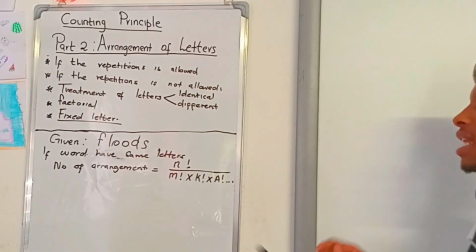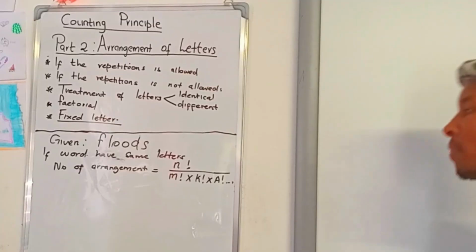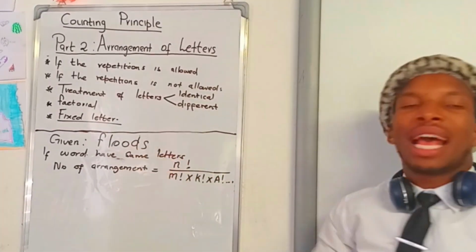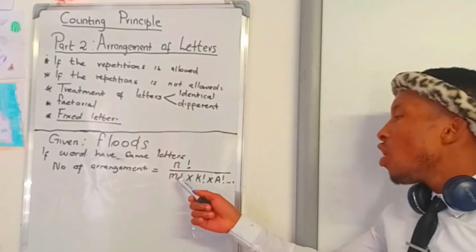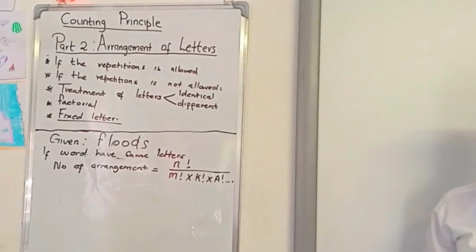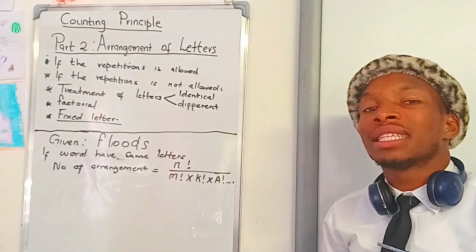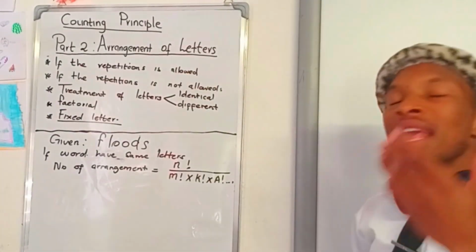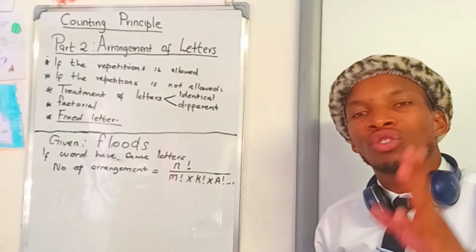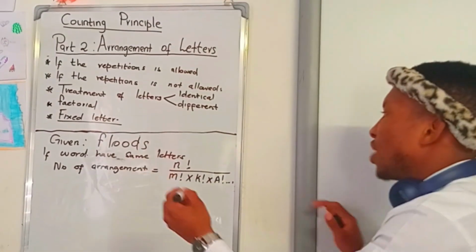This formula says that n indicates the total number of letters that we have. And also, these m, k, and a represent the number of letters that are repeated. Then after that, you use factorial, then you punch in your calculator. Okay, let's go.